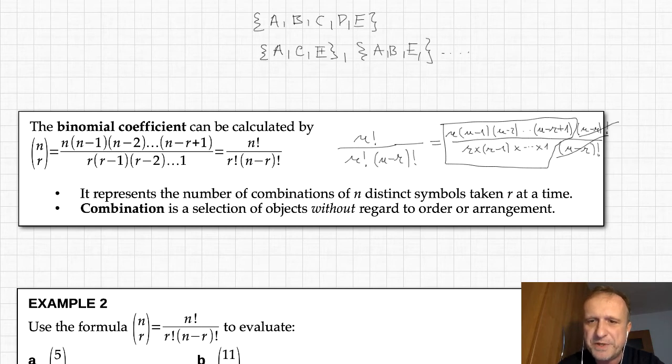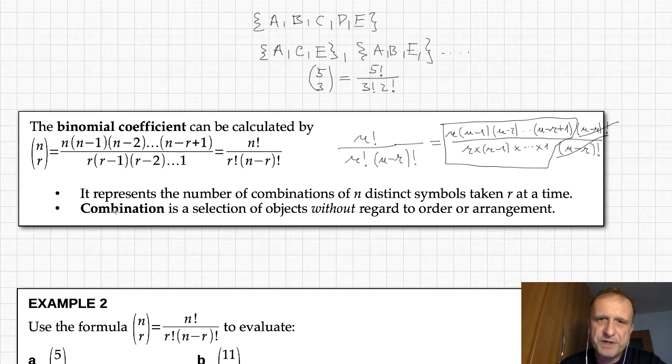These are called combinations of n symbols, in our case of 5 symbols, taken 3 at a time. And the number of those should be, according to this, 5 choose 3. This number. And this is then 5 factorial over 3 factorial times 5 minus 3, which is 2 factorial. So this should be the number of combinations of n distinct symbols taken r at a time.